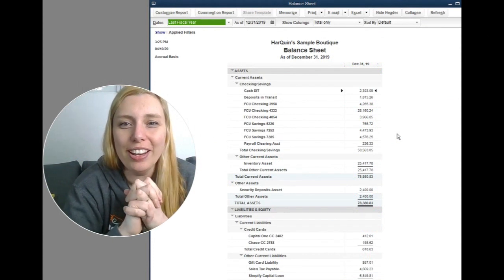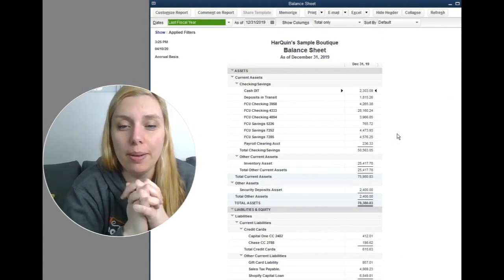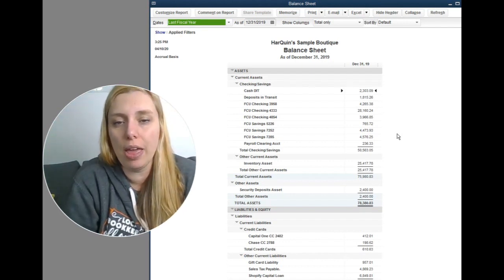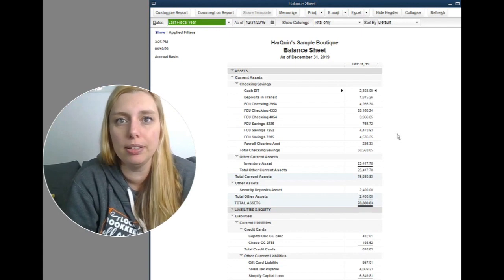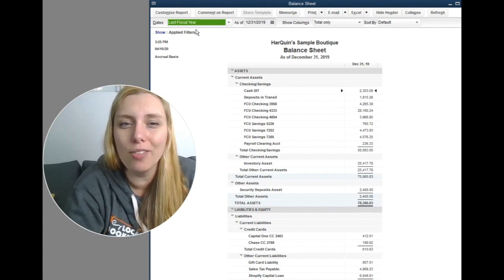Hey everyone, so we are going to start digging into the other famous financial statement called the balance sheet. This report, I'm going to go over what it consists of and then how to understand what it means. So first, I want to go ahead and run this as last fiscal year.